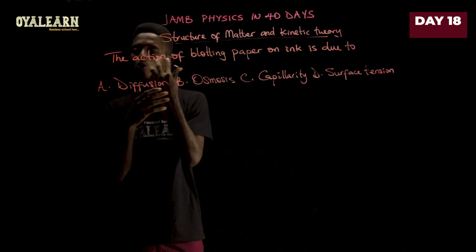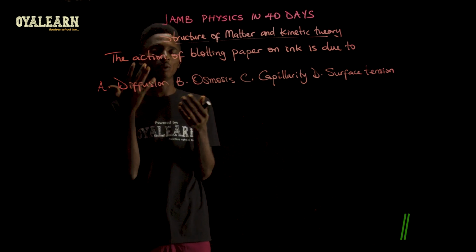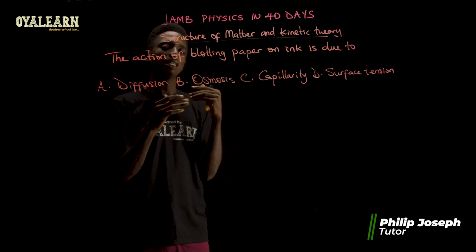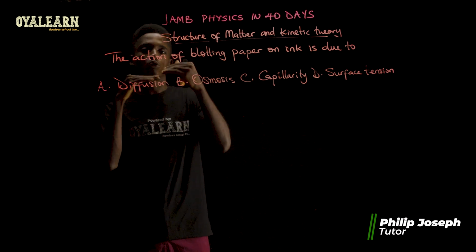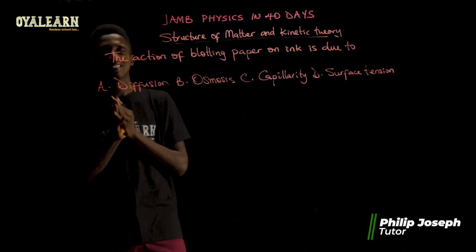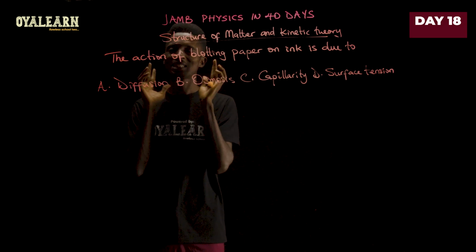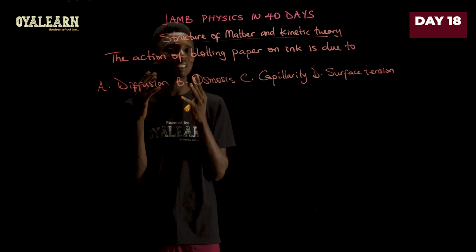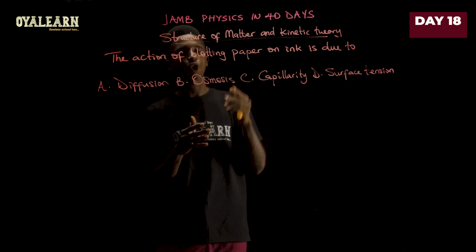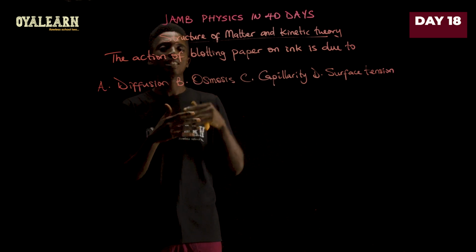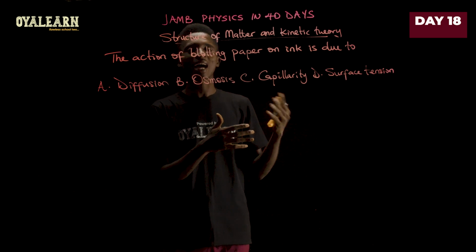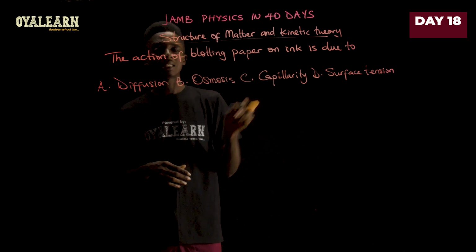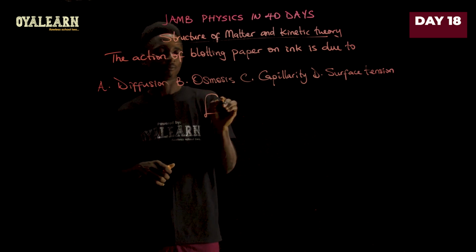You see that the liquid is going to rise or fall depending on the kind of liquid you are working with. Like in the case of water, it is going to rise, but in the case of mercury, it is going to fall. So those are cases of capillarity, and the same thing applies to blotting paper, where ink moves up the narrow spaces in the paper due to capillarity, or what we call capillary action. So the answer to this question would be C, capillarity.